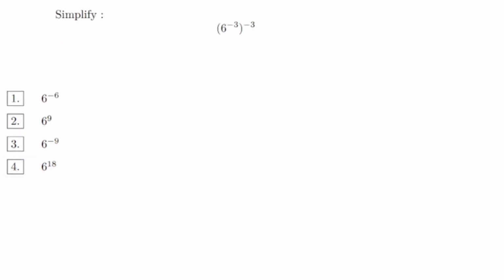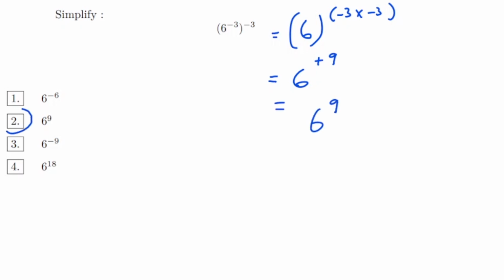So simplify 6 raised to the power negative 3, all raised to the power negative 3. Well, in this case, the exponents are both negative, so we'll just multiply them and nothing changes. So we do 6 raised to the power negative 3 times negative 3. And if you multiply two negative numbers, the sign becomes positive. So this is 6 raised to the power positive 9, or just 6 raised to the power 9. And this is the correct answer.